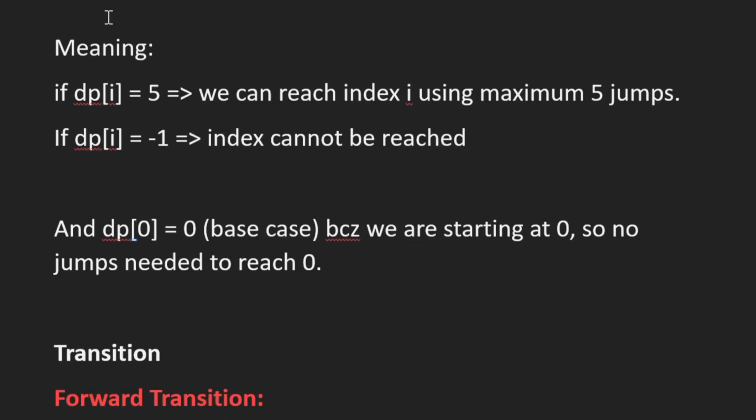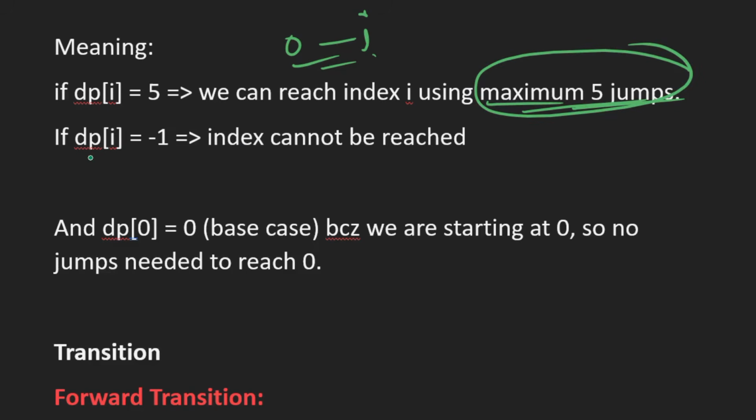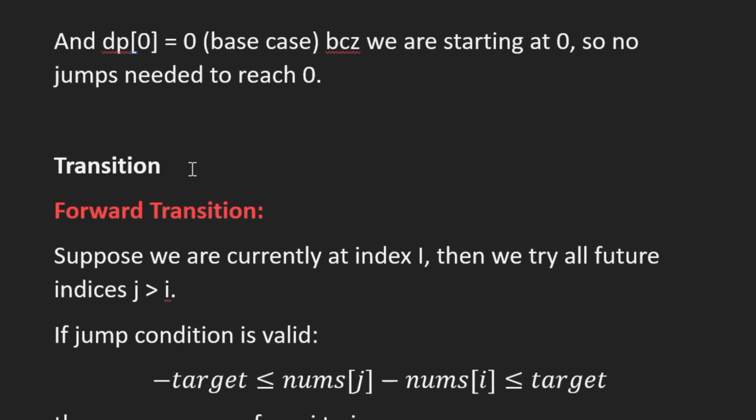So suppose dp of i is equal to 5, that means to reach index i from index 0, we need a maximum of 5 jumps. And if dp of i is equal to minus 1, that means this index cannot be reached. Right? So we start. Initially we are at i equal to 0. So dp of 0 will be 0 because we do not need any jump to reach index 0, we are already present there. So dp of 0 equal to 0 will be our base case, right?